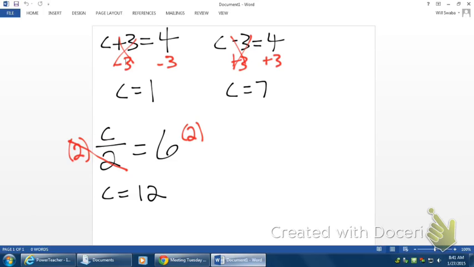Let's say if I had 3 times c is equal to 4. How would I solve for c? You would divide both sides by 3. By doing that, it cancels out that left side, and c is going to be equal to 4 over 3. You can leave it as a fraction. That's fine. Basic one-step equations. Okay? Easy enough, right?